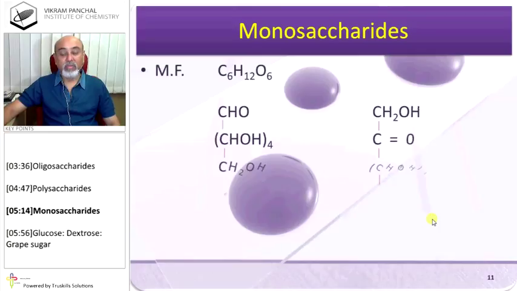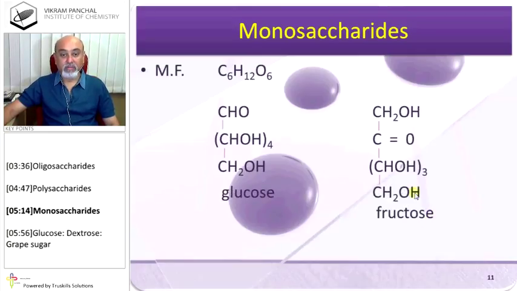Monosaccharides. Now we will focus on monosaccharides. C6H12O6 is the basic unit of monosaccharide, and there are two main compounds of monosaccharides, glucose and fructose. If you see, their molecular formula is the same, only the functional groups present in glucose and fructose are different. Glucose contains an aldehyde, fructose contains a ketonic group. They are also known as aldohexose and ketohexose.